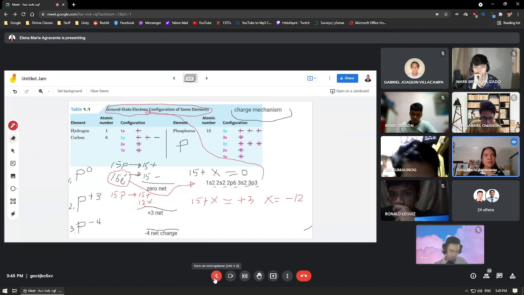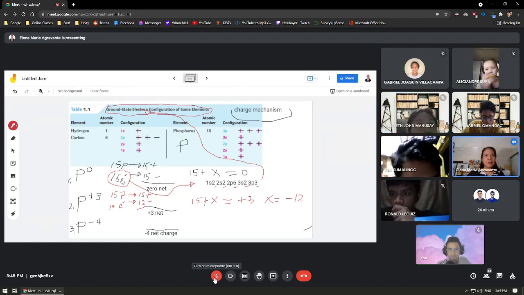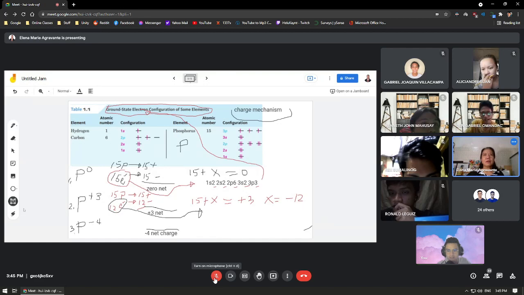So I erased my X. Okay, 12 negative. And these negative charges are carried by how many electrons? 12 electrons. So these 12 electrons are the electrons that will be distributed using your configuration.